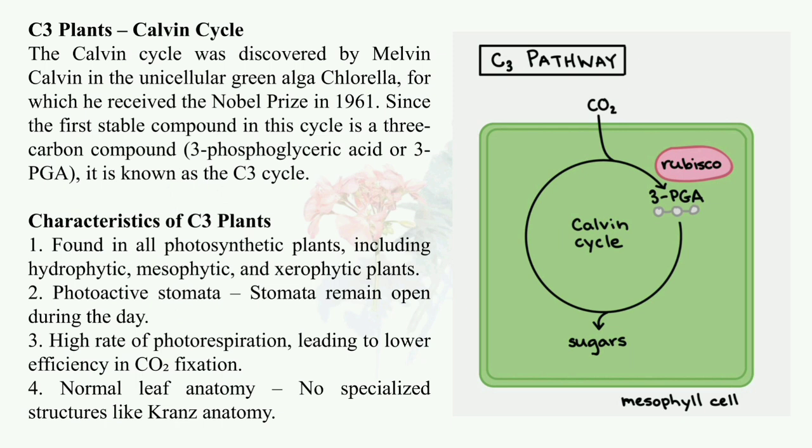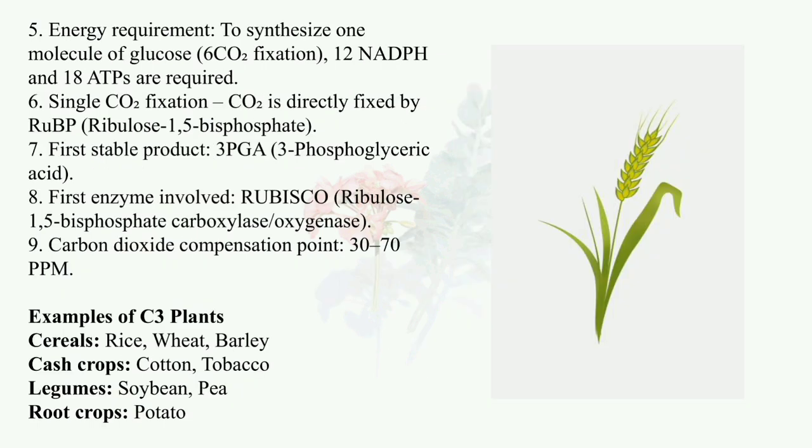1. Found in all photosynthetic plants, including hydrophytic, mesophytic, and xerophytic plants. 2. Photoactive stomata. Stomata remain open during the day. 3. High rate of photorespiration, leading to lower efficiency in CO2 fixation. 4. Normal leaf anatomy, no specialized structures like Kranz anatomy. 5. Energy requirement, to synthesize one molecule of glucose, 6 CO2 fixations, 12 NADPH and 18 ATPs are required.